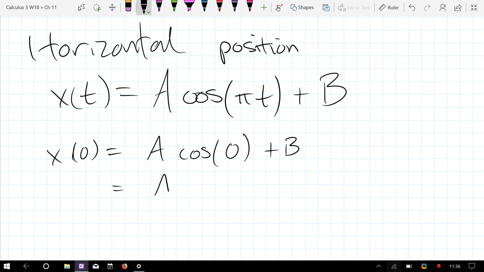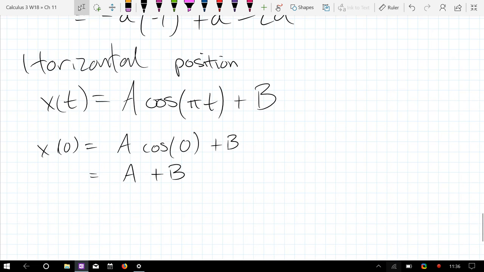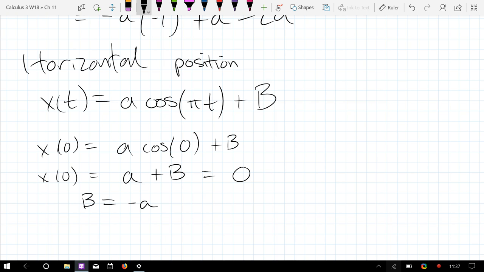All right, cosine of zero is 1. Actually, let's go with little a right here. I think we'll just use that. All right, we said this b equals 0. So what does big B have to equal? Negative a. Negative a is b. So our initial offset is minus a.